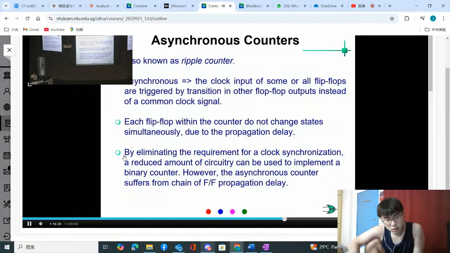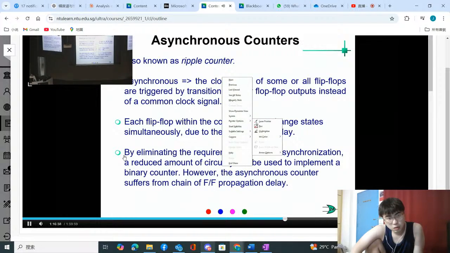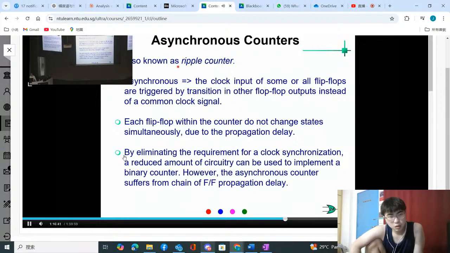So just now we learned about the synchronous counter. Now we want to learn about the asynchronous counter. Asynchronous counter is also called a ripple counter. So if people ask you to design a ripple counter, you will know that you use an asynchronous counter. For the asynchronous counter, it means that the clock input of some or all of the flip-flops are triggered by transitions in other flip-flops' outputs instead of a common clock signal.